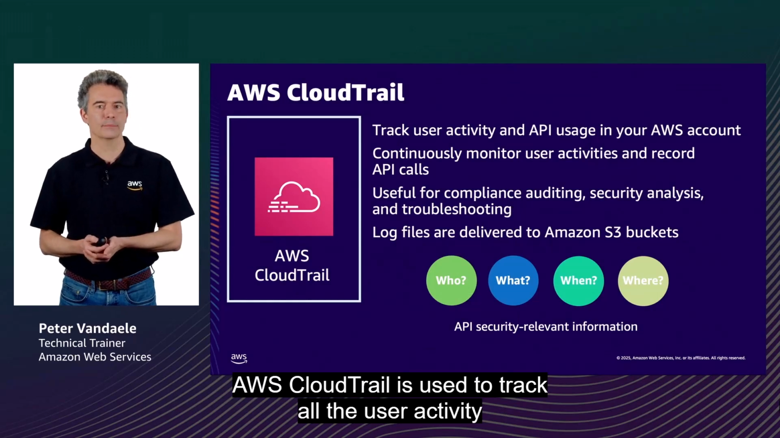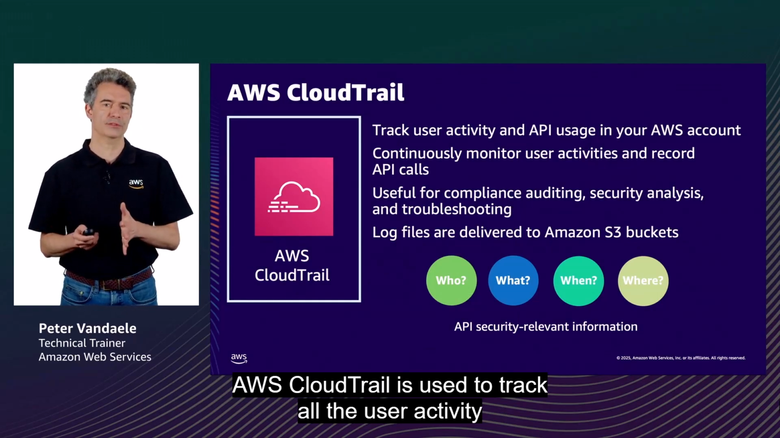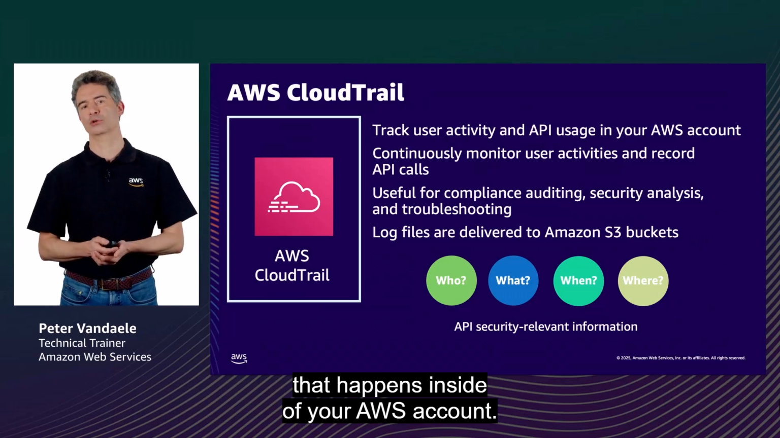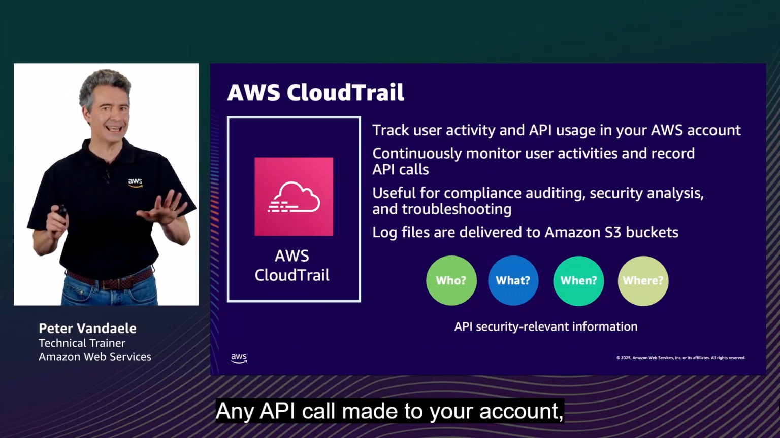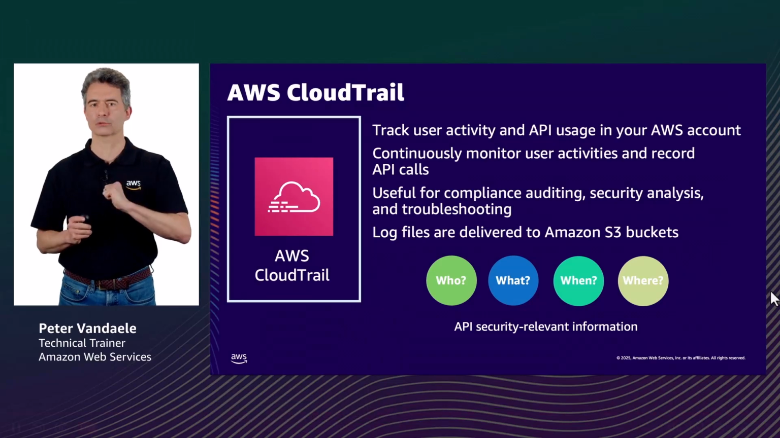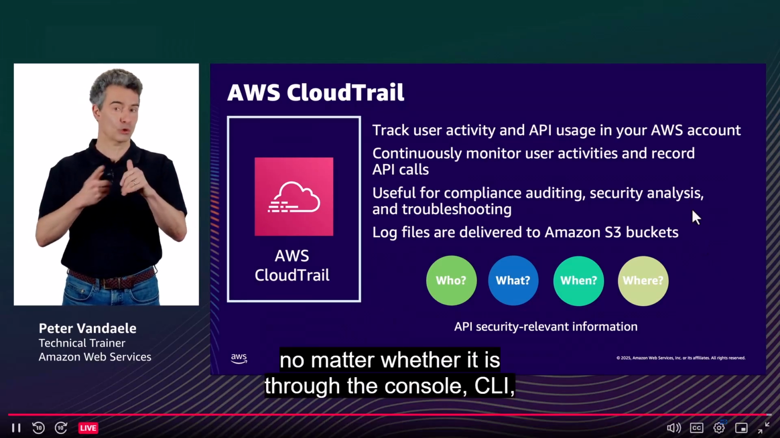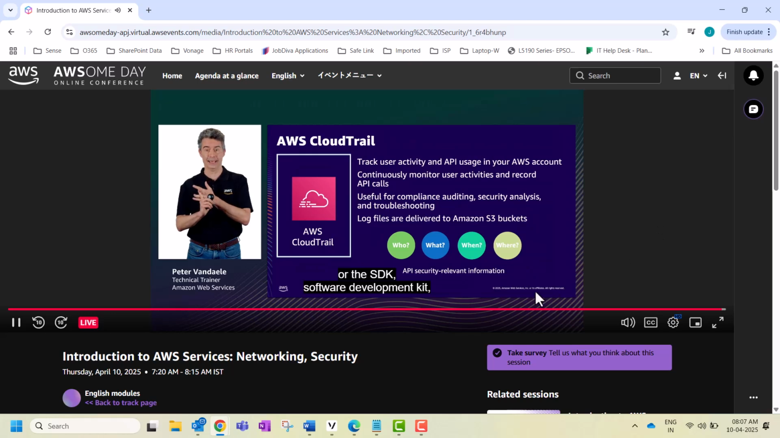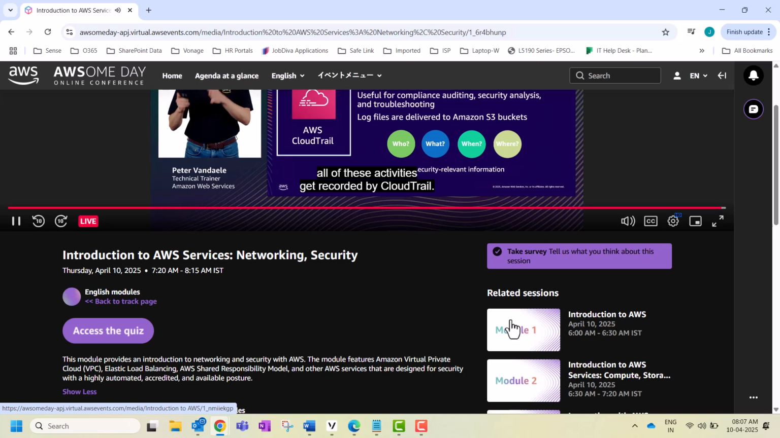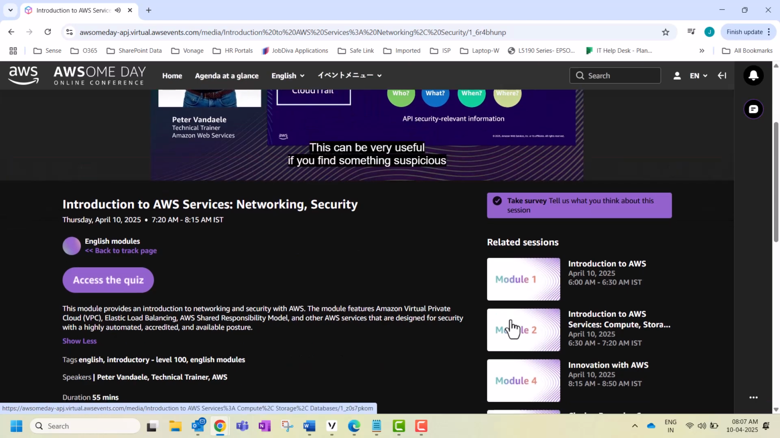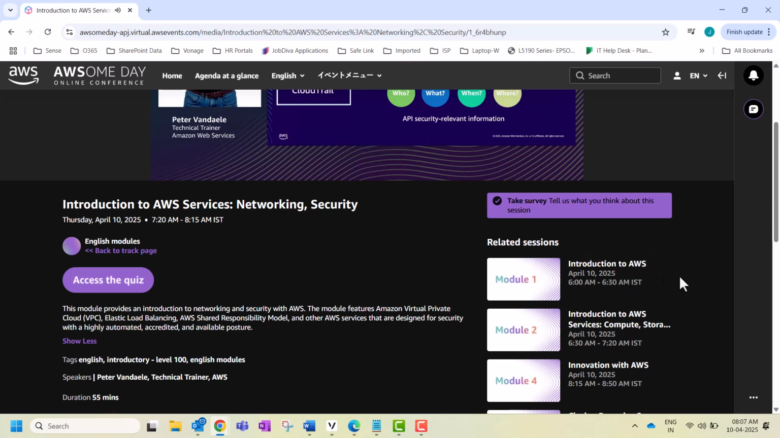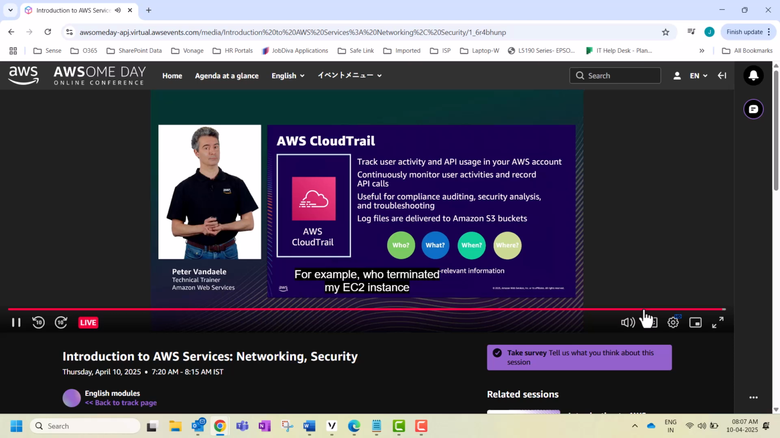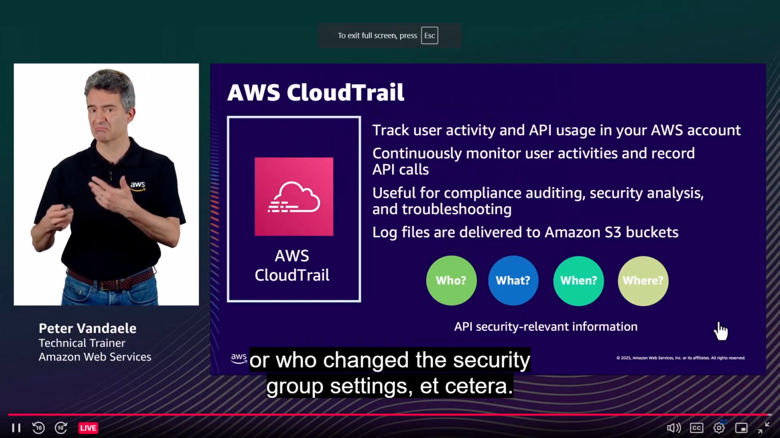AWS CloudTrail is used to track all the user activity that happens inside of your AWS account. Any API call made to your account, no matter whether it is through the console, CLI, or the SDK, Software Development Kit, all of these activities get recorded by CloudTrail. This can be very useful if you find something suspicious happening in your account. For example, who terminated my EC2 instance? Or who changed the security group settings, etc.